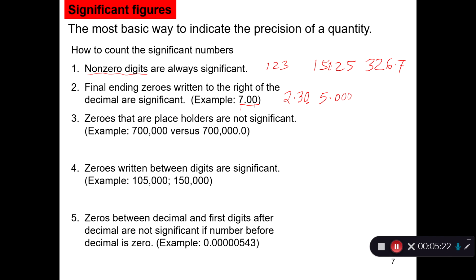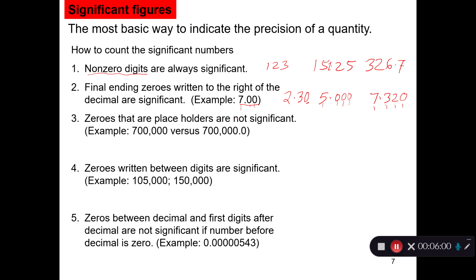So if I write 5.000, then 5 is a non-zero digit, so it is significant. There are 3 zeros on the right side of this decimal, so they are significant. So 1, 2, 3, 4. 5.000 has 4 significant figures. So if I write 7.320, this 0 is on the right side of the decimal point, so it has 1, 2, 3, 4 significant figures.